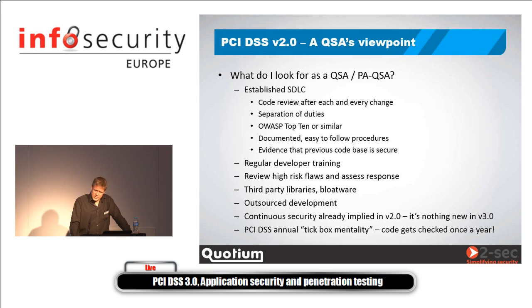I think continuous security is already implied in version 2. As I said, there's not really much new in version 3. The last point on that slide really is where there's an annual tick box mentality with PCI DSS. If a company follows that attitude, they often find that their SDLC and all their code reviews are a once-a-year thing as well, which is a bad thing. Application security needs to be addressed after each and every code change, and certainly not just once a year.